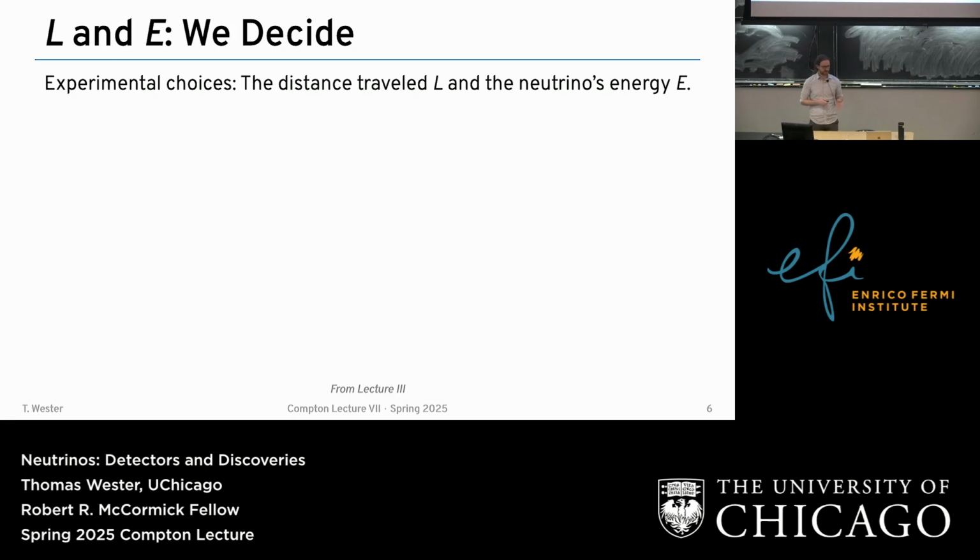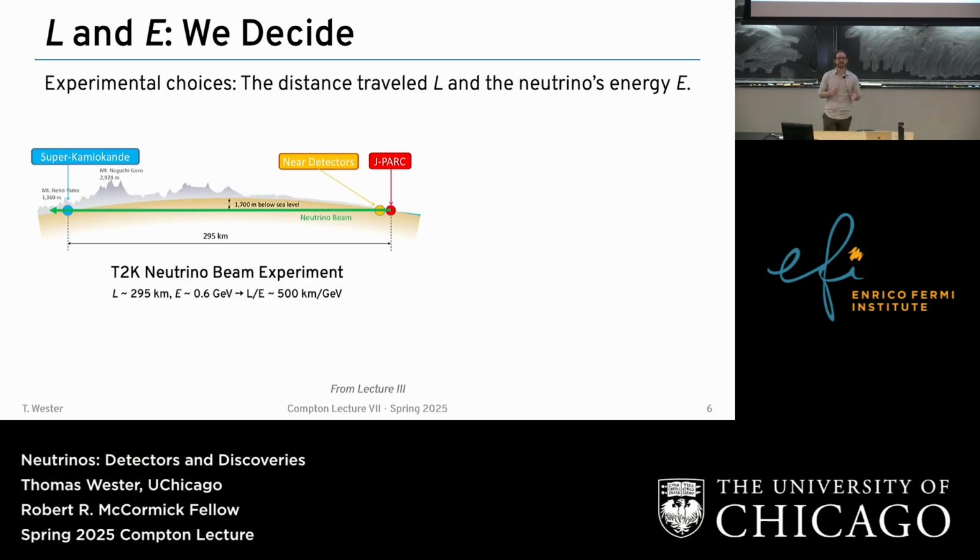I'll give a couple examples of this. The first one is the T2K experiment, which we've talked about in previous lectures. This is an experiment where you have a beam of muon neutrinos that starts on the east coast of Japan. And then that beam of neutrinos travels through the Earth's crust all the way to the west coast, where there's a giant detector called Super Kamiokande. That baseline is about 295 kilometers, and the average energy there is about 600 MeV, or 0.6 GeV.